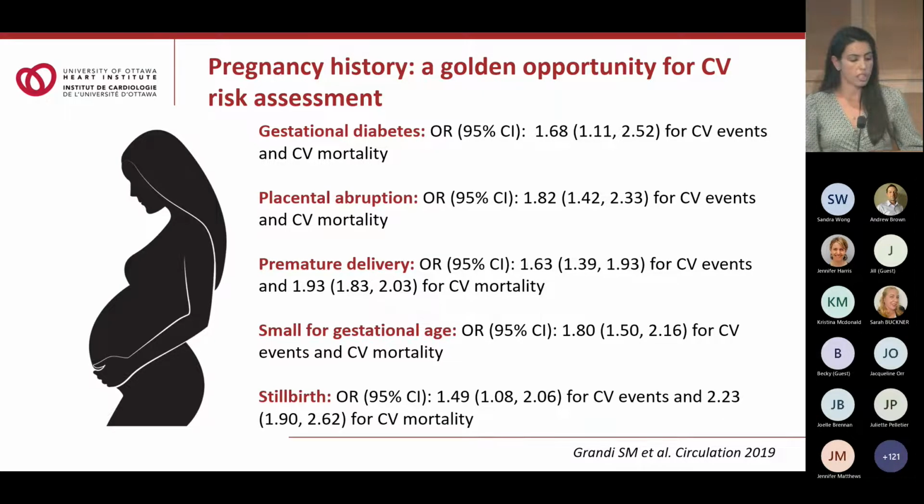Other pregnancy complications, as summarized here, can also highlight a woman's future risk for cardiovascular disease. We know that gestational diabetes, placental abruption, premature delivery, having a small for gestational age baby, or a stillbirth are all independently associated with increases in the risk for cardiovascular disease later in life.